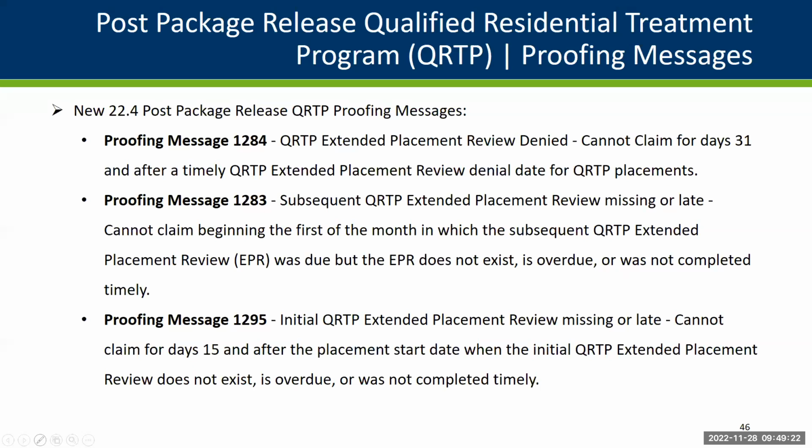This slide lists the new FFPSA proofing messages that will be added in the post 22.4 package release. These messages were dependent on the QRTP extended placement review calculator function that was complex that Marcia was talking about. And these include proofing messages 1283, 1284, and 1295. All three of these messages relate to missing, late, or denied extended placement reviews that will display in the proofing on the child foster care report. We can move on to the next slide.